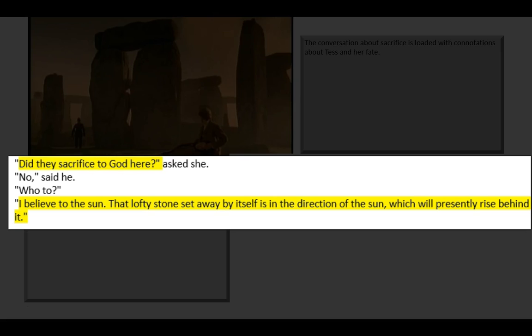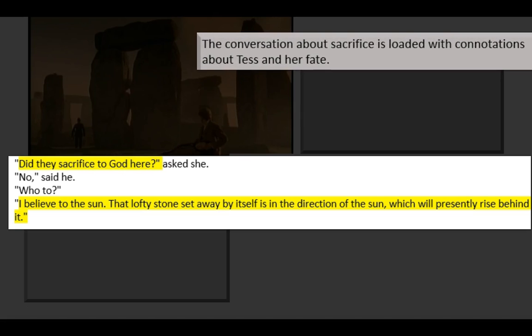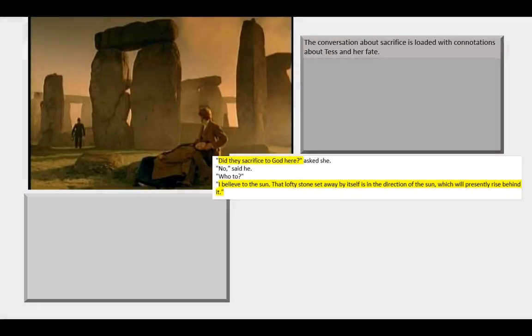So the first thing that happens is that we listen to this conversation between Tess and Angel, where Tess asks Angel whether people made sacrifices at Stonehenge and whether they sacrificed to God. And it's significant, his response is significant because he tells us that no, actually they sacrificed to the sun, because obviously it was pagan. So straight away you've got this different belief system. You're going from Tess's complete belief in Christianity and Christian teaching to pagan worship that used to happen at Stonehenge.